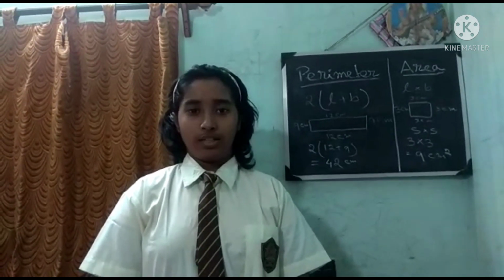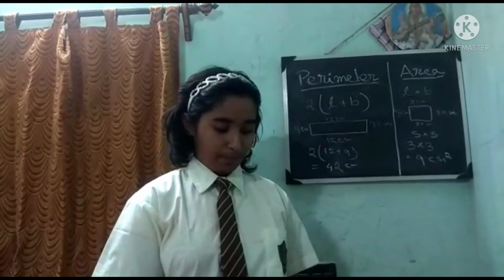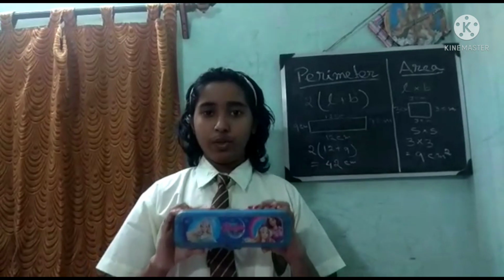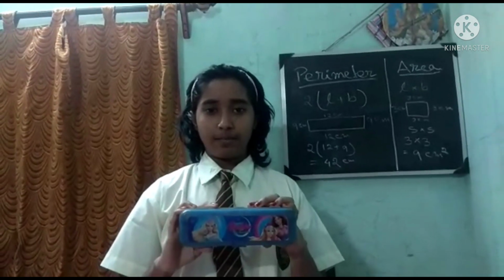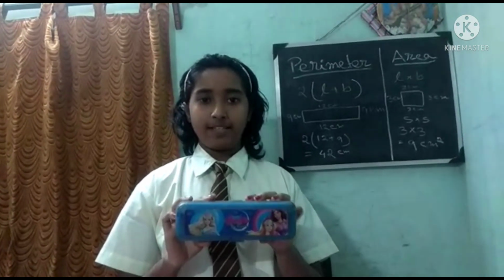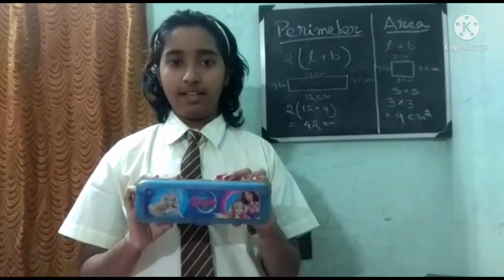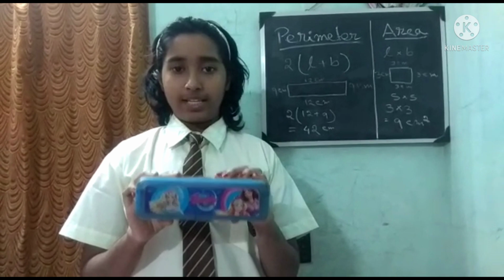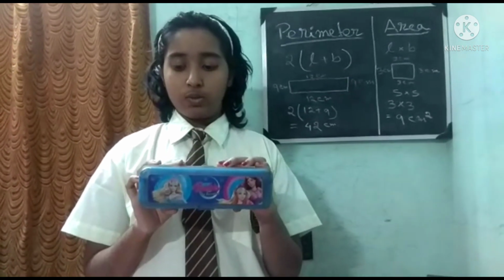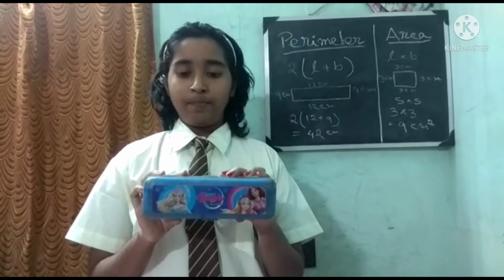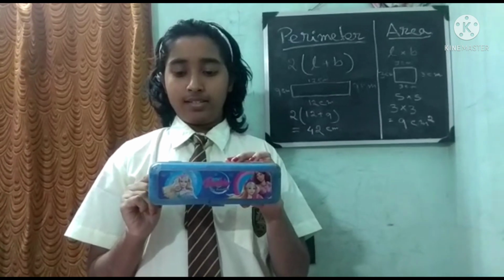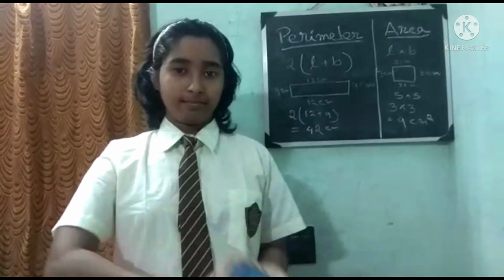So now coming to perimeter. Perimeter is the shortest distance around a shape. For example, take a rectangular box whose length is 12 cm and breadth is 9 cm. So the formula of finding the perimeter of a rectangle is 2 into length plus breadth. So 2 into 12 plus 9 cm. So the answer is 42 cm.